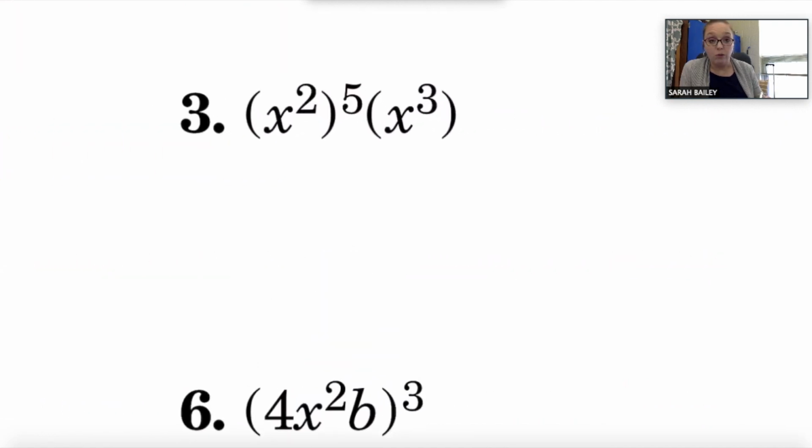This one is a little bit different. First, you've got to do x squared to the 5th power. So that's the first thing I'm going to do. That's going to be x to the 10th times x cubed. Now I can apply my product rule, so that's going to be x to the 13th power.